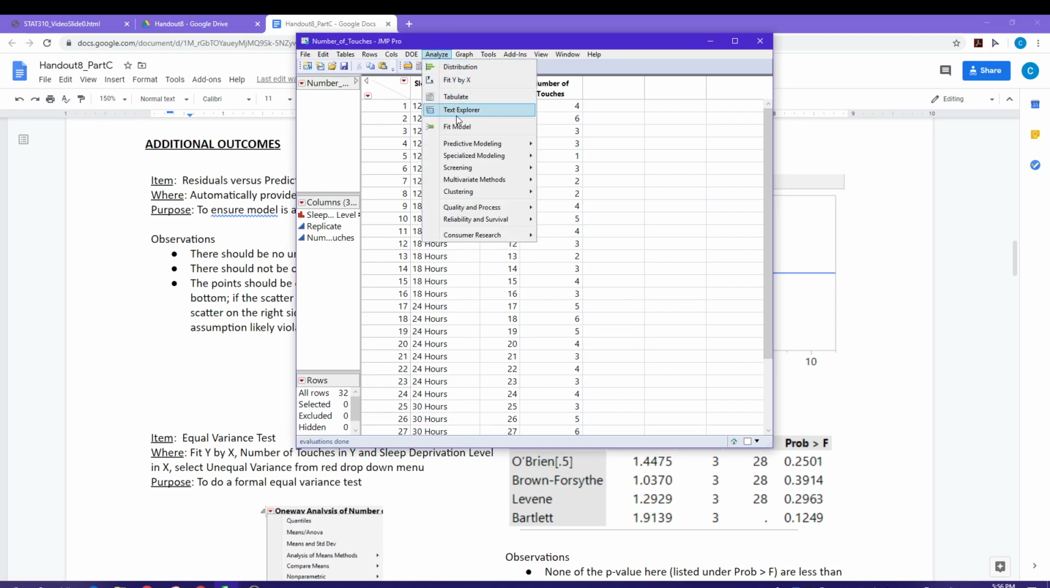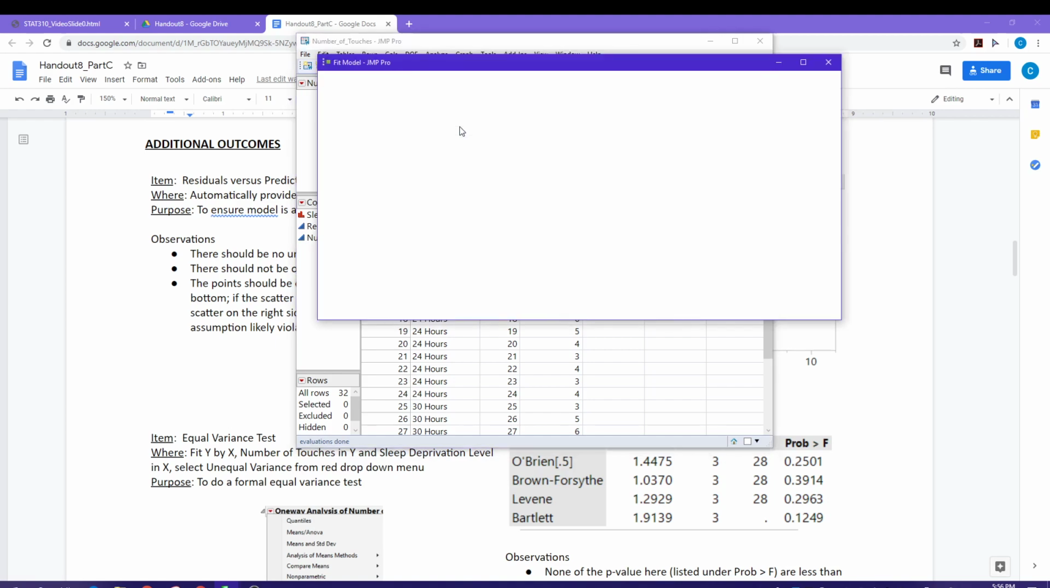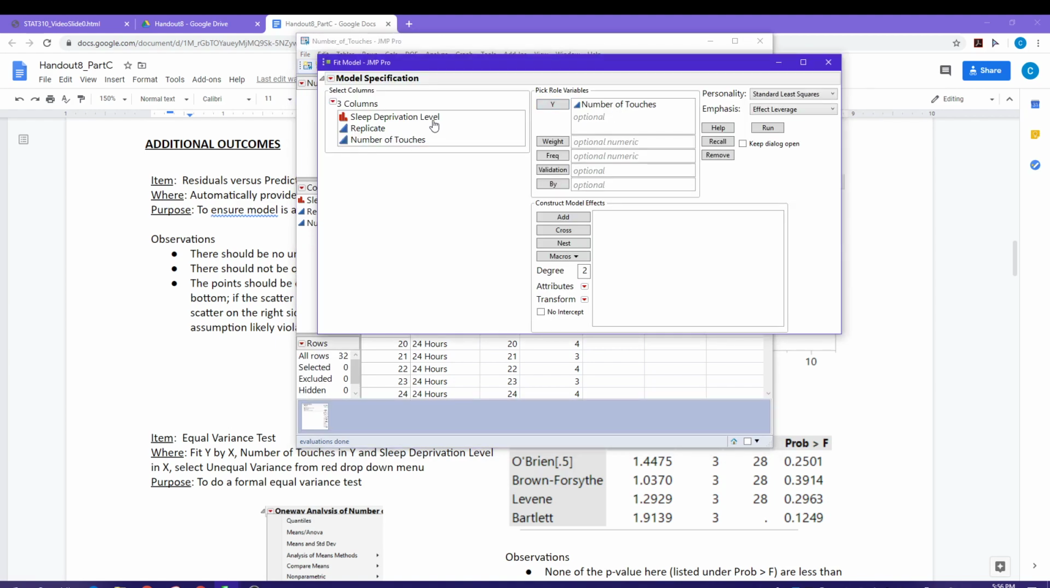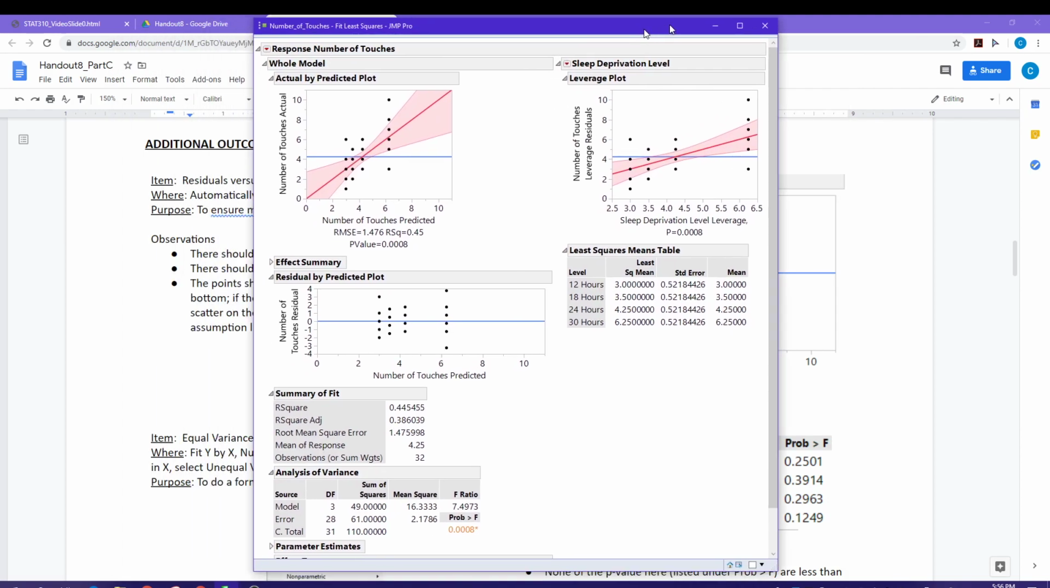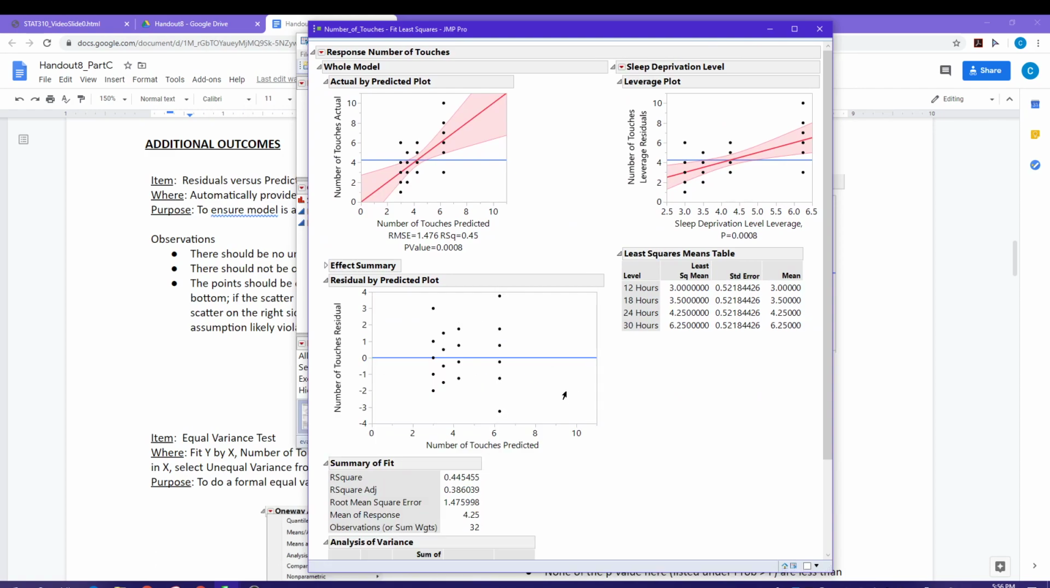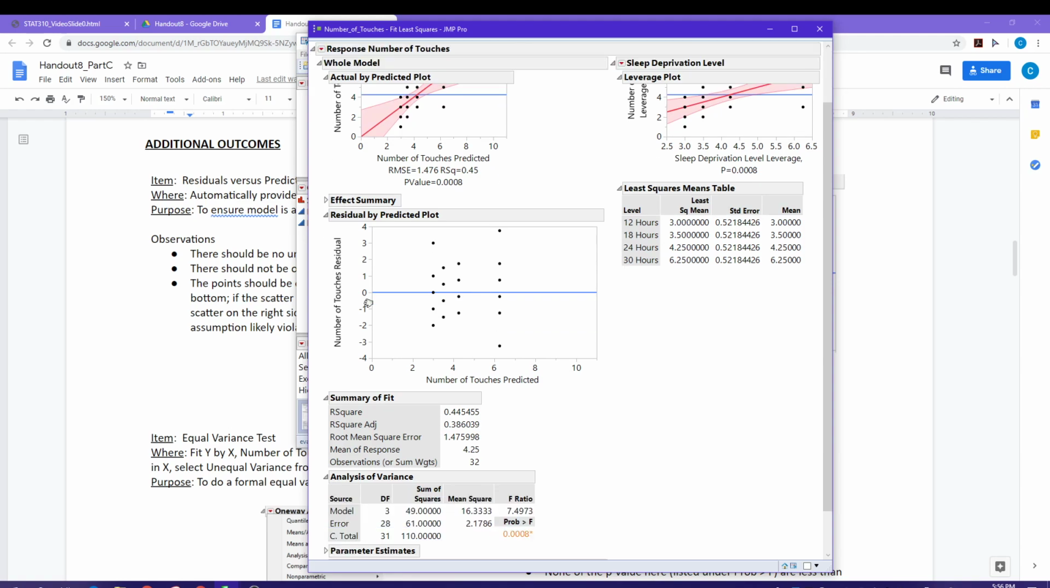Select Analyze, Fit Model. Number of touches is my response. Sleep deprivation level goes down here in the effects box. Click Run, and we will obtain our standard fit model output here. The residual by predicted plot is the second plot down here. It's this one here.